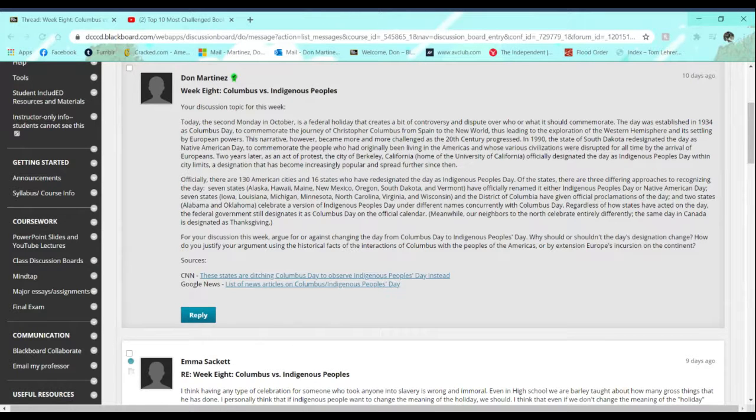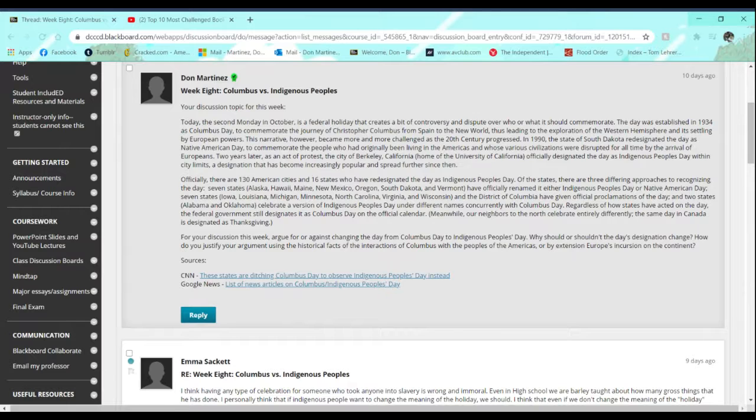The day was established in 1934 as Columbus Day to commemorate the journey of Christopher Columbus from Spain to the New World, thus leading to the exploration of the Western Hemisphere and its settling by European powers. This narrative became more and more challenged as the 20th century progressed. In 1990, the state of South Dakota redesignated the day as Native American Day to commemorate the people who had originally been living in the Americas and whose various civilizations were dispersed for all time by the arrival of Europeans.